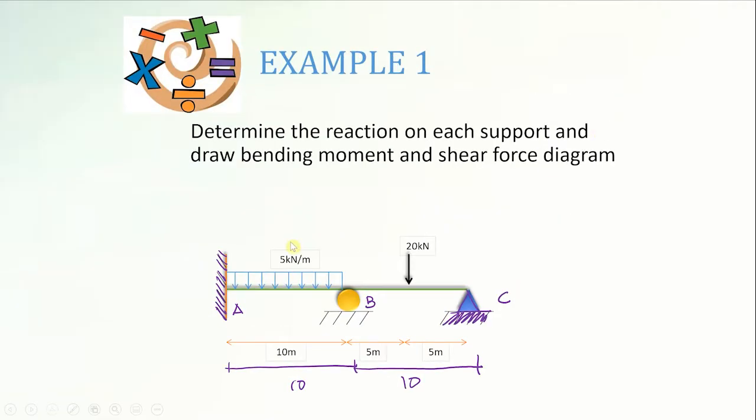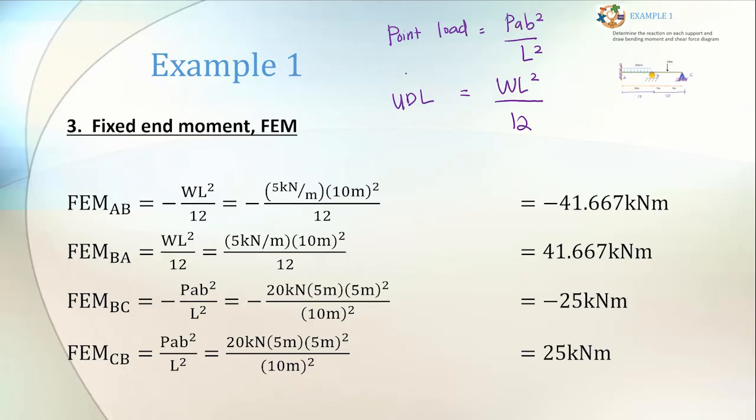Kita akan assume dulu the direction of the moment because nama dia pun fixed end moment. So ini sebenarnya moment yang kita nak distribute kan. For A ke B, kita akan assume dia counterclockwise. B ke A clockwise. B ke C counterclockwise. And C ke B clockwise. Kalau A ke B tadi kita dah assume dia counterclockwise, that's why I put here negative. Because kita dah tahu when counterclockwise kita akan pakai negative.